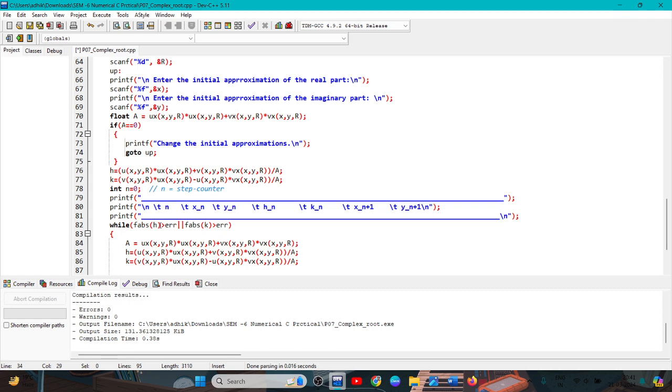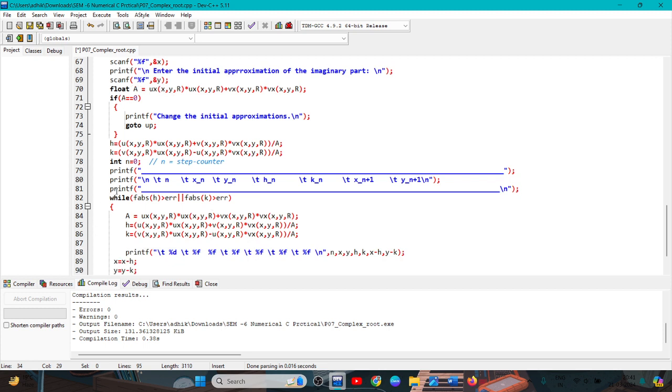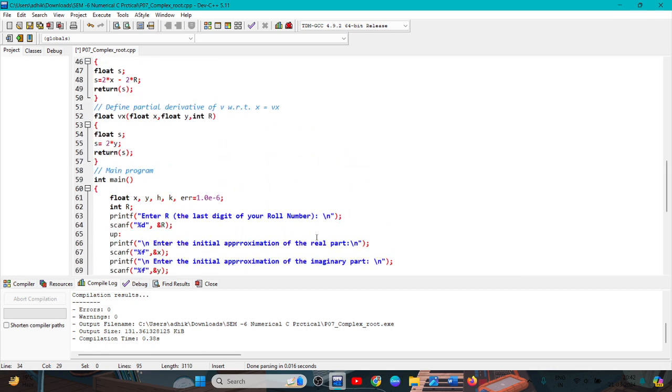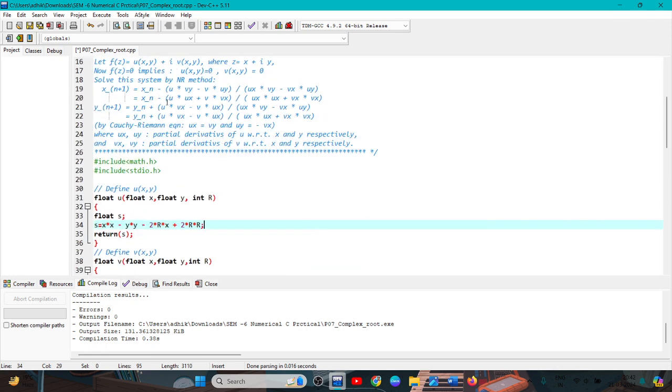While the absolute value of h is greater than or equal to the error term eta, or the absolute value of k is greater than or equal to eta, we calculate a equals ux squared plus vx squared, and h equals (u·ux + v·vx)/a, and k equals (v·ux − u·vx)/a. Actually, h is the value (u·ux + v·vx) divided by (ux squared plus vx squared), and k is the value (u·vx − v·ux) divided by (ux squared plus vx squared).